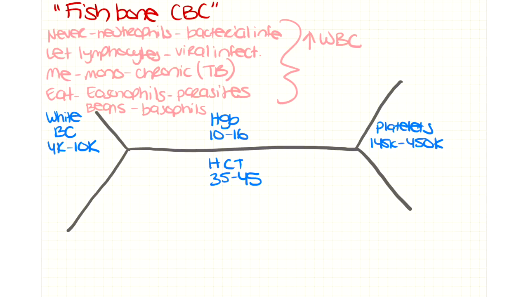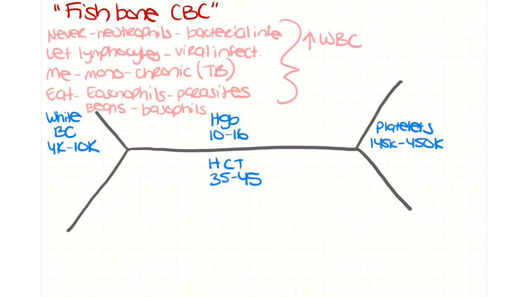Neutrophils, increase in neutrophils indicative for bacterial infection. Lymphocytes, viral infection. Monocytes, usually a chronic infection like TB. Eosinophils, parasitic, ew. And B for basophils, bee stings or an allergic reaction.